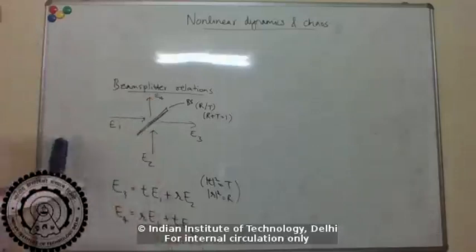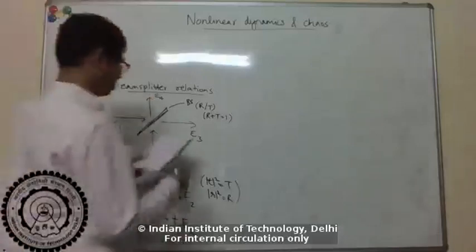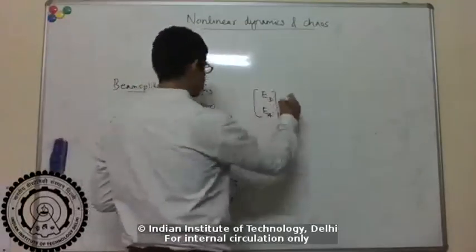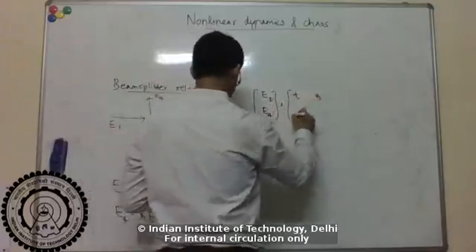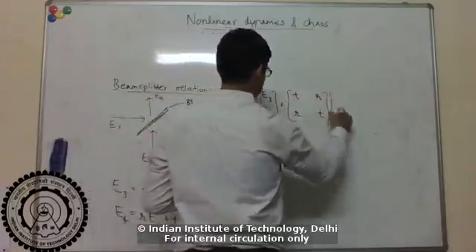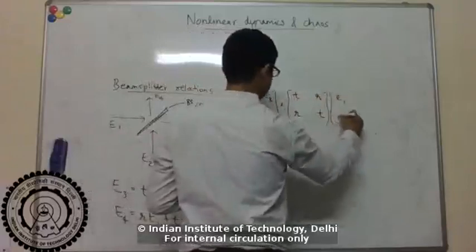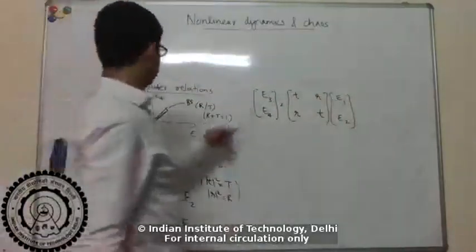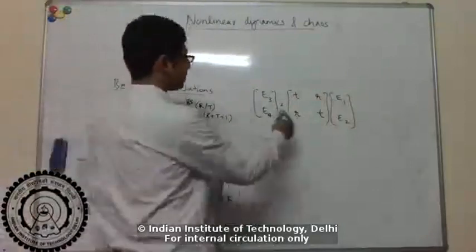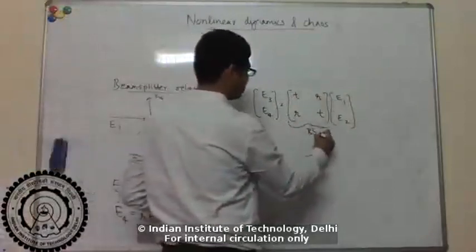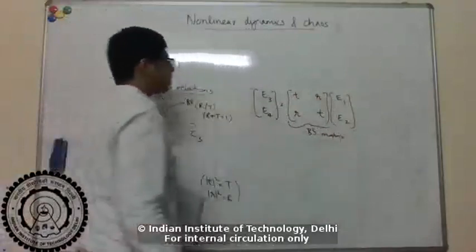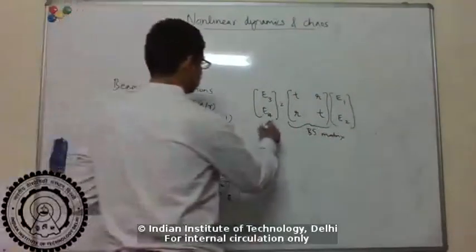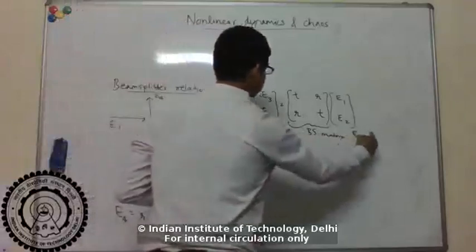Okay, so I can write this relation in a matrix form. E3, E4. So E1, E2 are my input ports, and E3, E4 are my output. How they get transformed is this matrix here, which is the beam splitter matrix. So this is E out, E in.